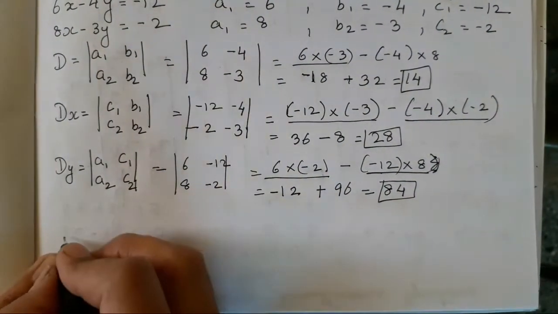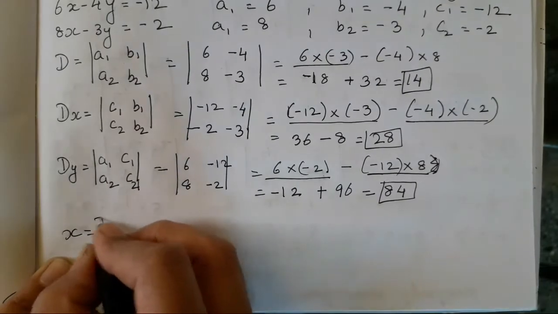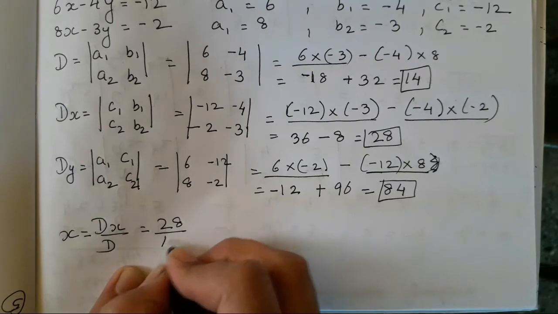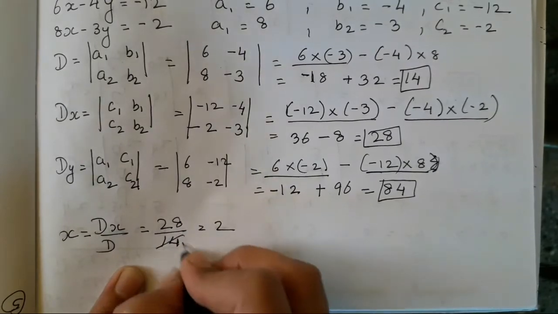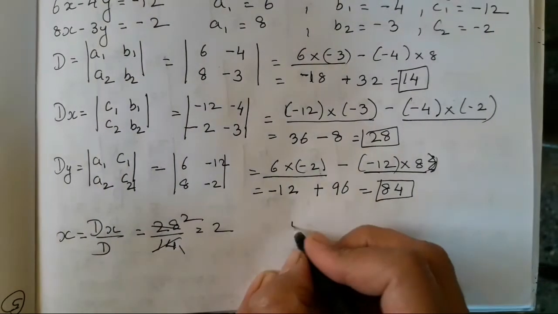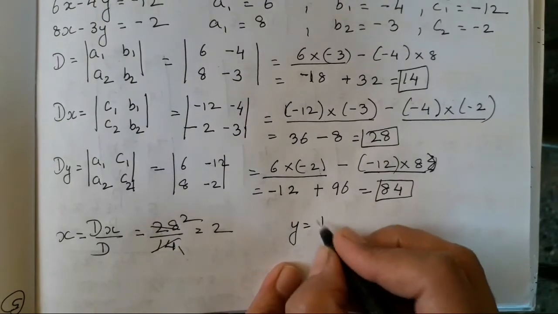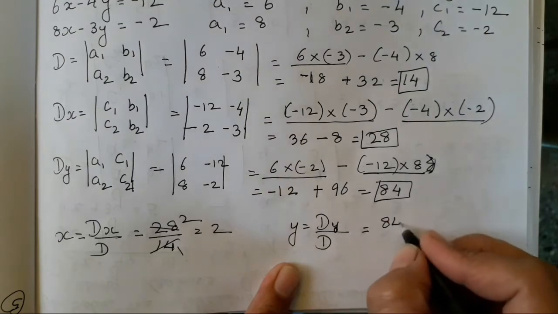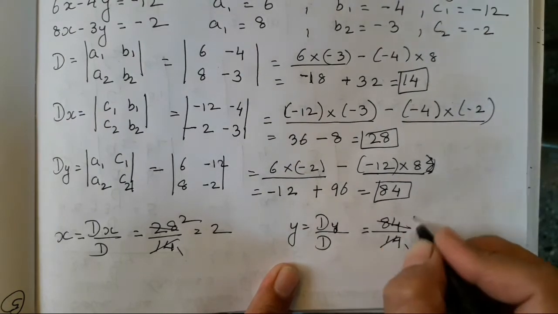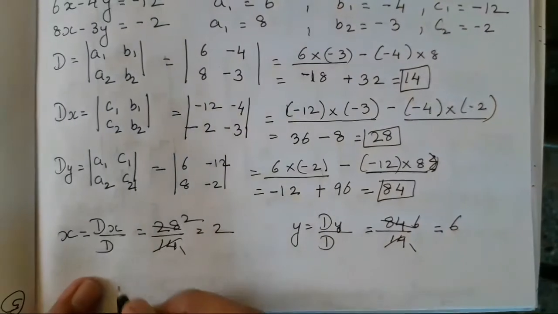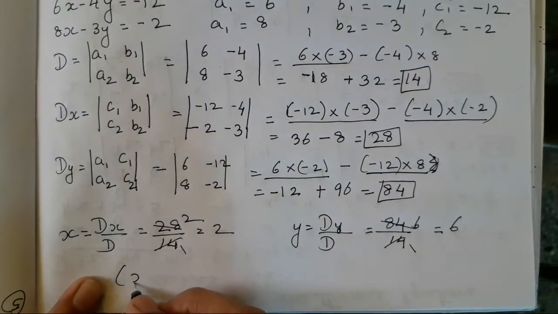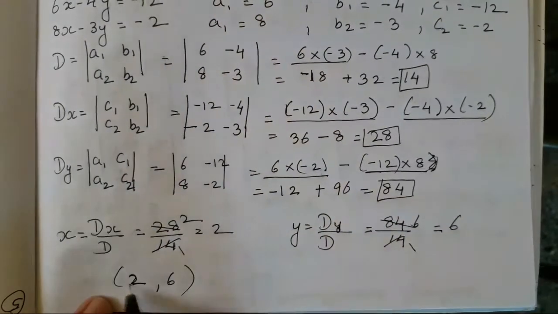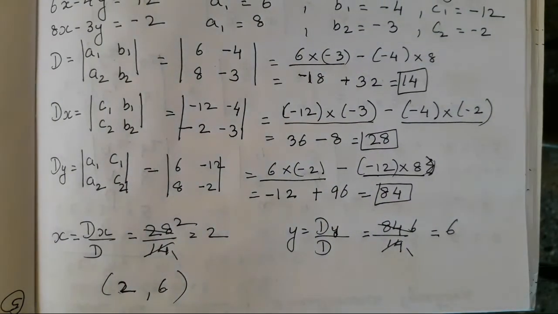Now take your Cramer's rule, that is x is equal to dx upon d, which is supposed to be 28 upon 14. The answer is going to be 2. Okay, by dividing with 14's table. Then dy upon d is going to be 84 upon 14. So 14 1s are, 14 6 are. The answer is 6. So your solution is 2 and 6. Okay, x is this, y is this. That's it. Next sum.